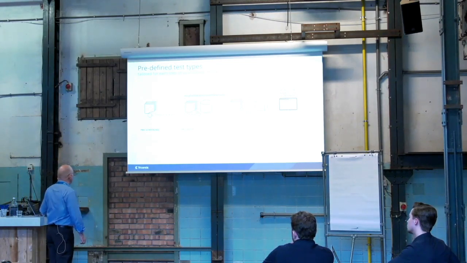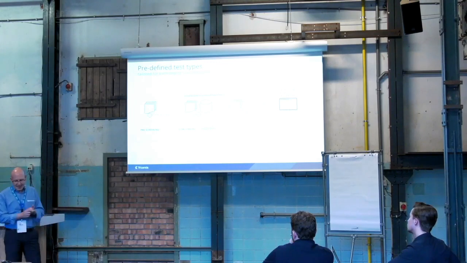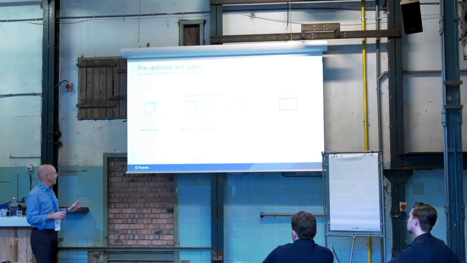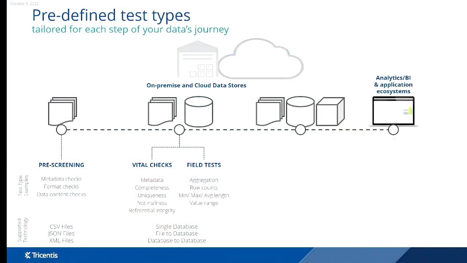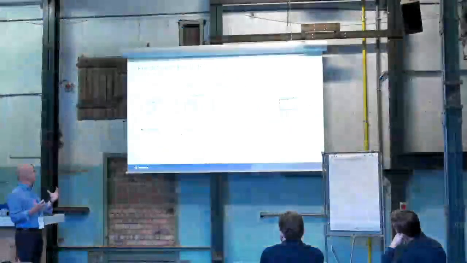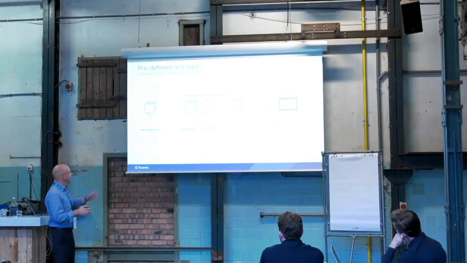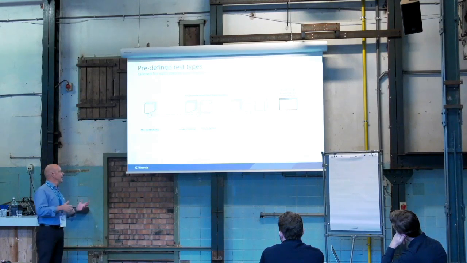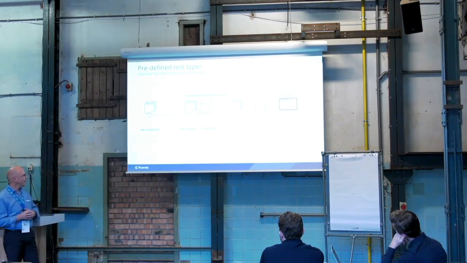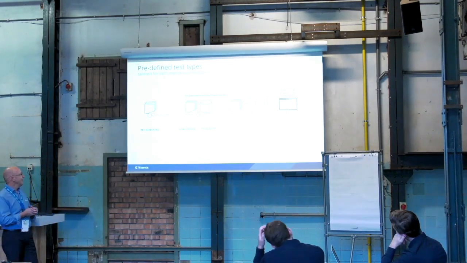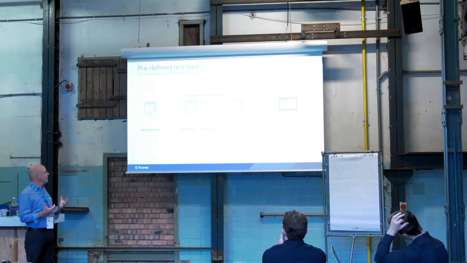The second group of tests are typically already applied at database level, and it doesn't really matter what kind of database it is. As long as it is accessible by means of an ODBC or a JDBC driver, then these tests can be applied. Technically they are called vital checks and field tests, two subversions if you like. These tests are essentially high-level verifications.